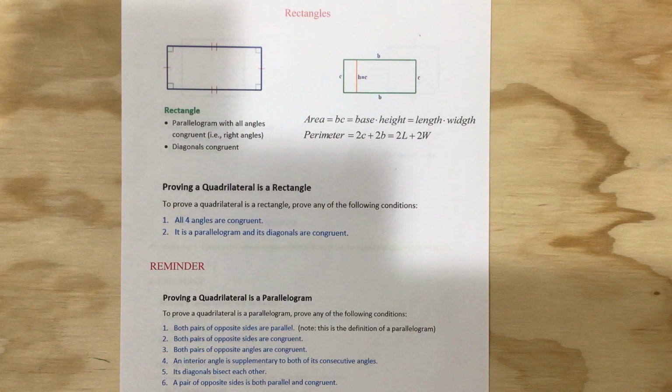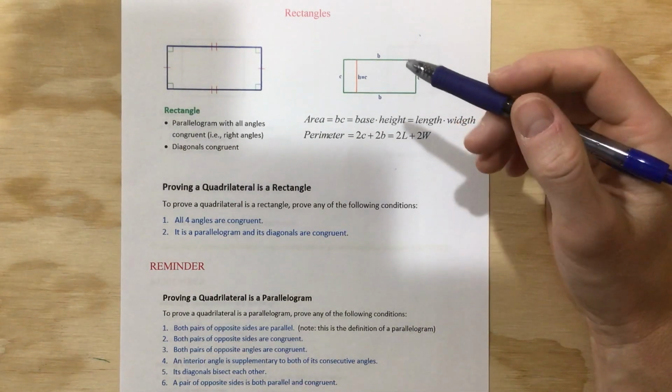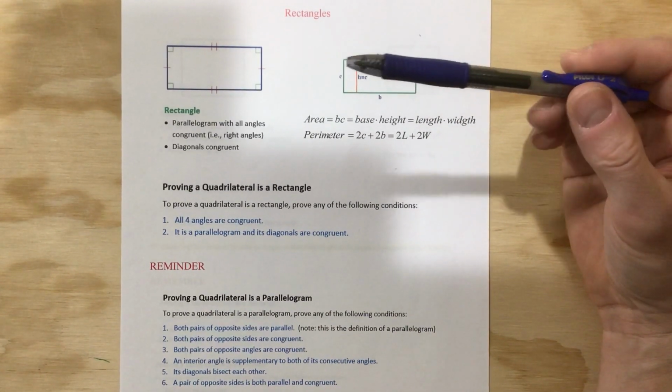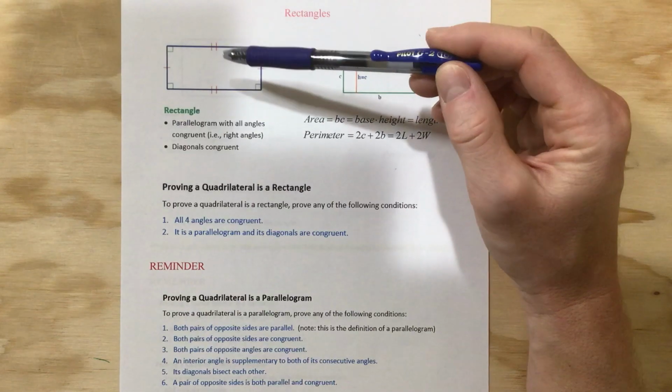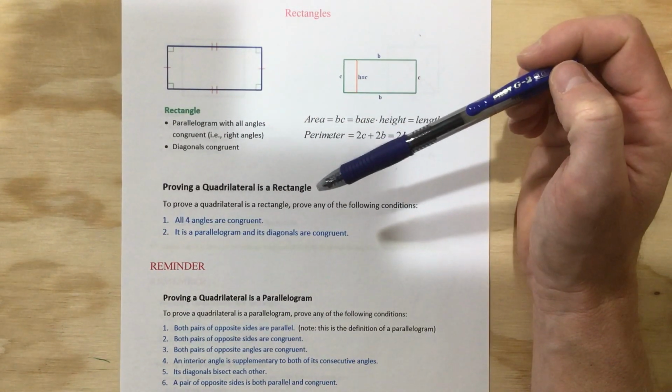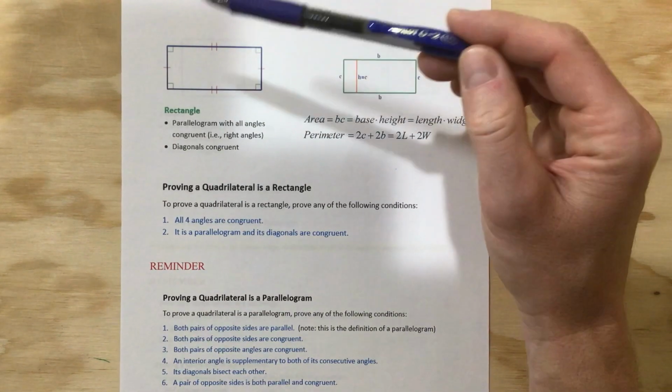Okay, let's take a look at rectangles and squares. So first, a rectangle is a quadrilateral. It's a four-sided polygon, but it also is a parallelogram. Remember, a parallelogram is a four-sided polygon that has two sets of parallel sides, two sets of congruent sides.